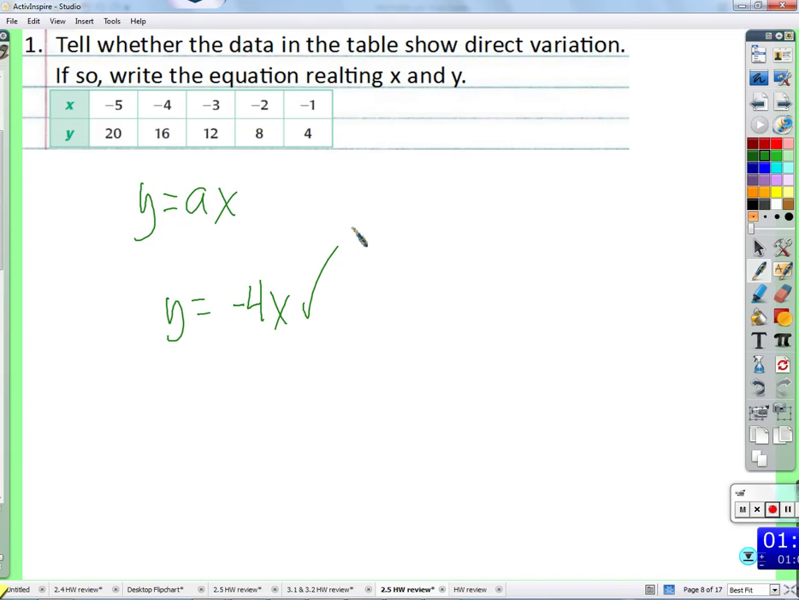You can start by writing the equation, like the thing that it's asking for right here, and just testing it. If it works, great, that's the equation. If it doesn't work, it's not direct variation.